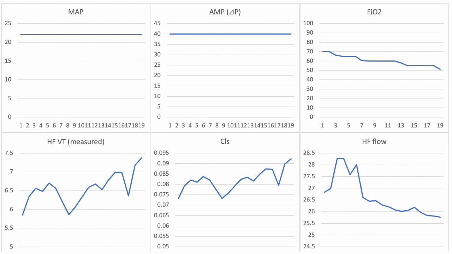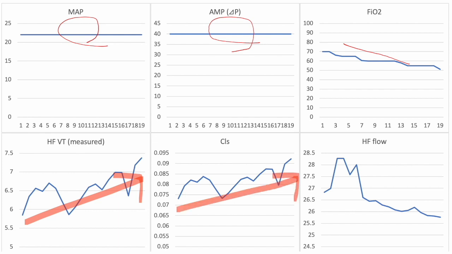According to the improvement in ventilation condition, FiO2 could be reduced from 70% to 50%, although MAP and amplitude were not changed. Tidal volume was increasing with the improvement of respiratory status. And also, dynamic compliance is improving in the monitoring data. The HFO flow also confirms that the airflow rate required to inflate the lungs has been reduced.